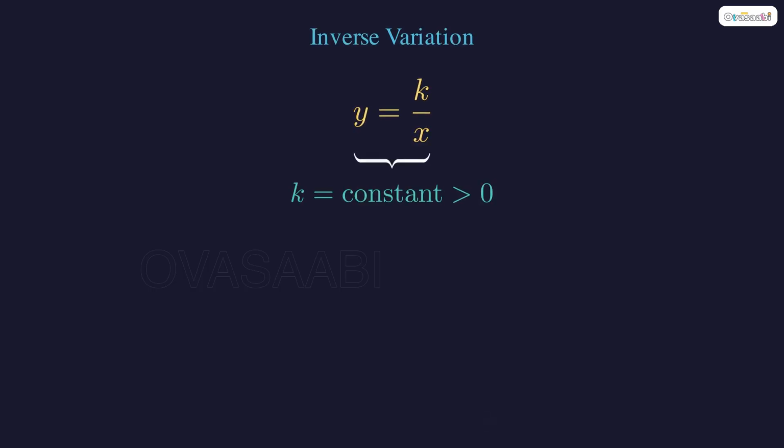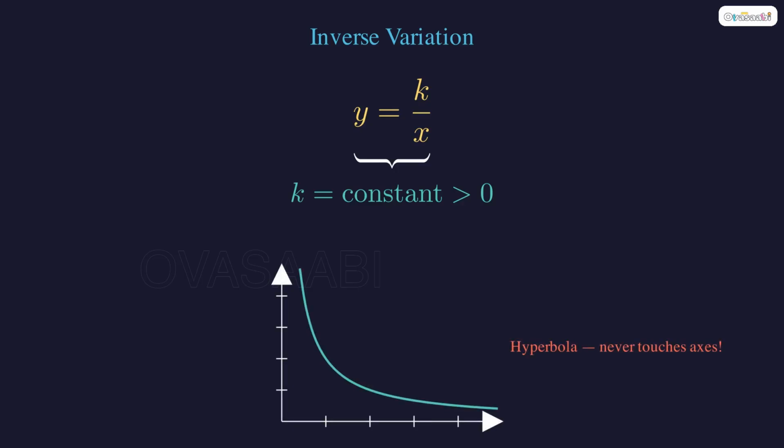In inverse variation, y equals k divided by x. As x gets bigger, y gets smaller. The graph is a curve called a hyperbola that never touches the axes.